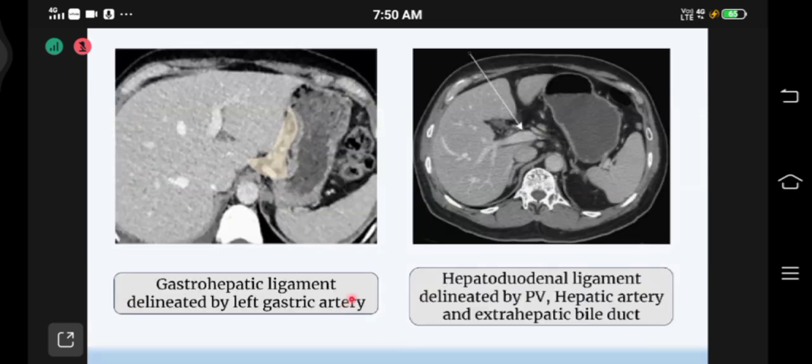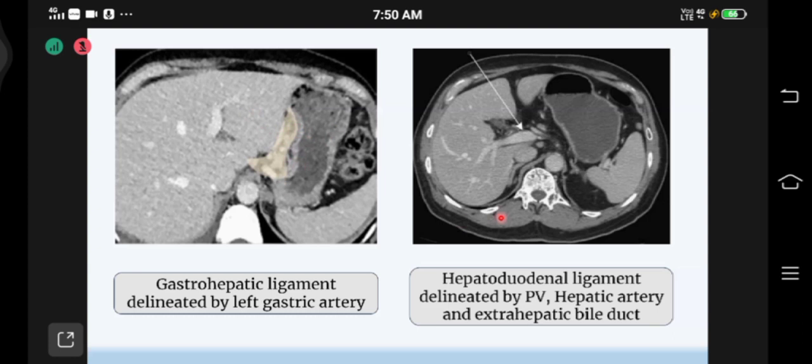So this particular area, the left lobe of liver and the stomach. The gastrohepatic interspace here, where the left gastric artery is. This particular area forms the gastrohepatic ligament. Okay, this is the area.